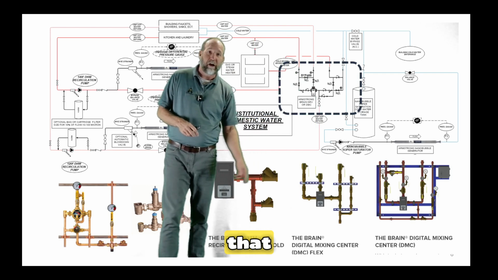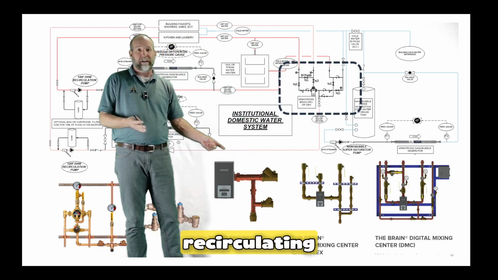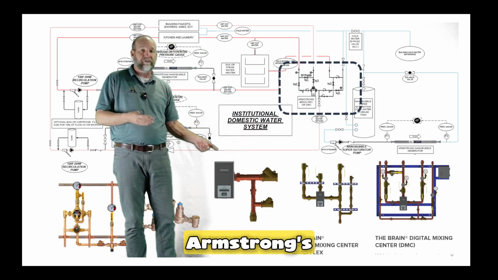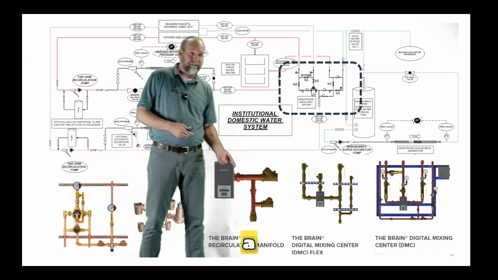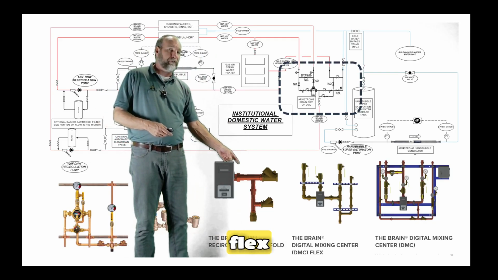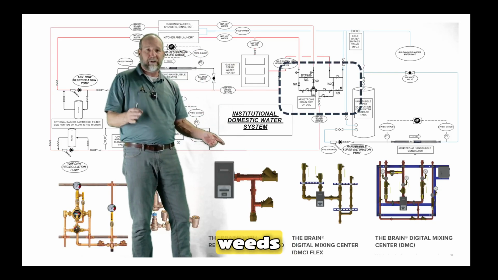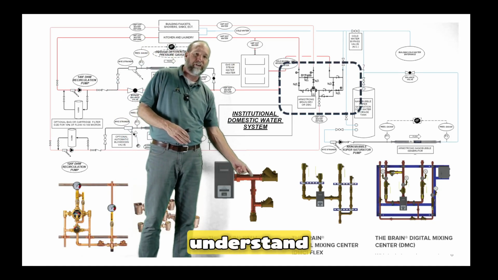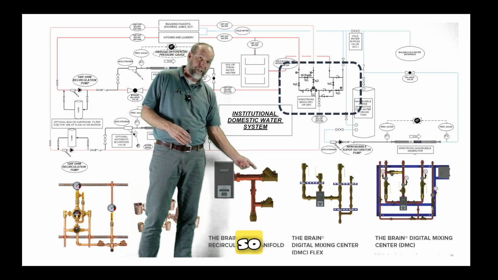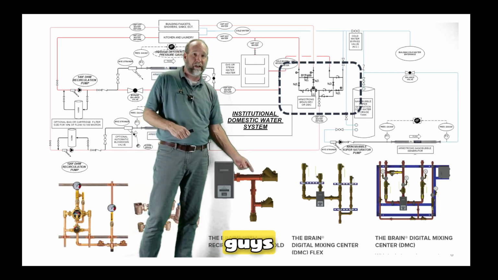Our preference is that obviously you use a digital recirculating valve. This is the Brain by Armstrong, and this comes in just a single Brain. You can buy it as a flex with a recirc return manifold right here. And I'm kind of getting down in the weeds a little bit, but I think it's important for you to understand these things. So I never miss an opportunity to try and teach you guys these things.